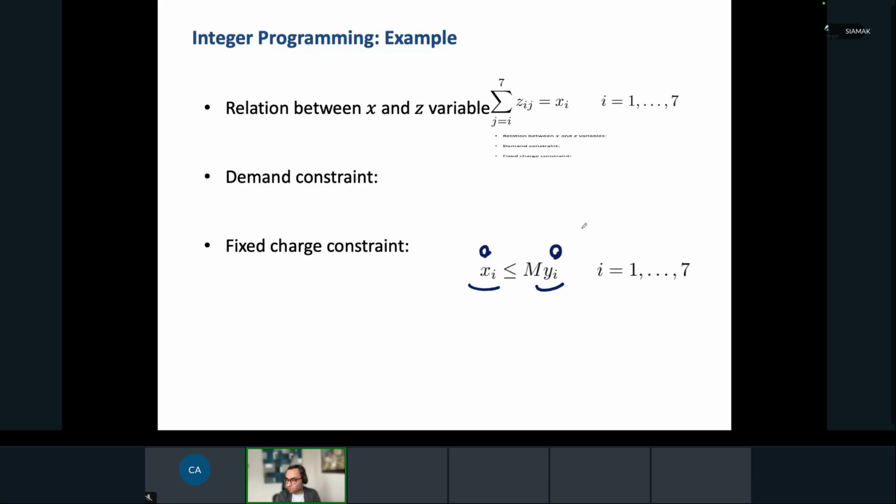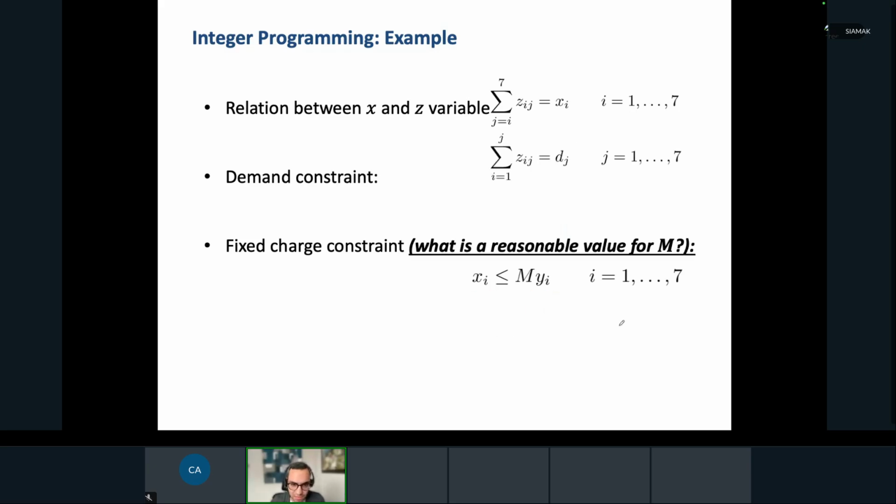And the other way around, when y is equal to 1, which means that we pay the fixed cost, now we can produce x, and it can take a value which is as much as a big number M. So when y is equal to 0, x should be equal to 0. When y is equal to 1, we want xi to be less than or equal to M. This is what we covered last week.